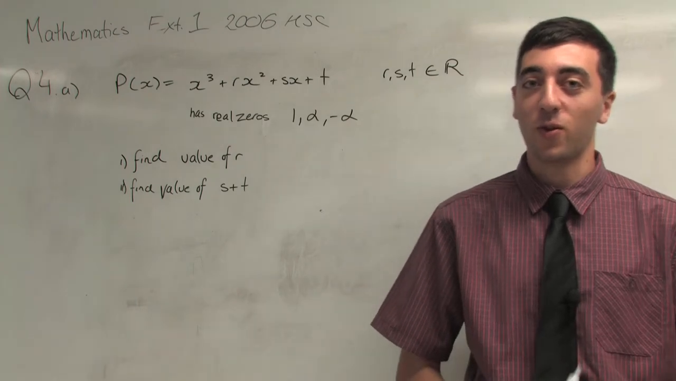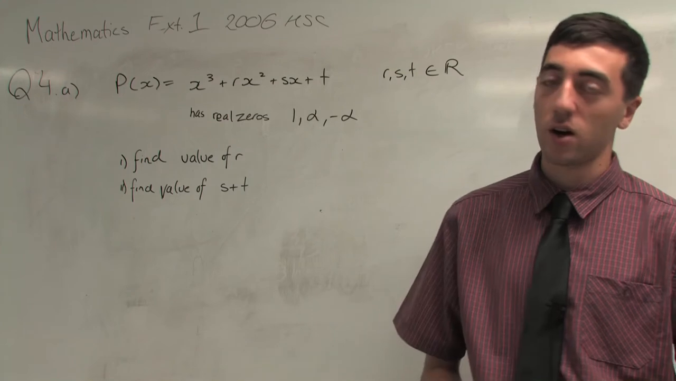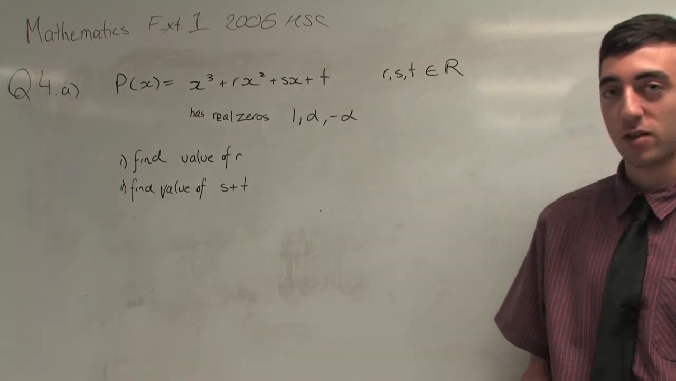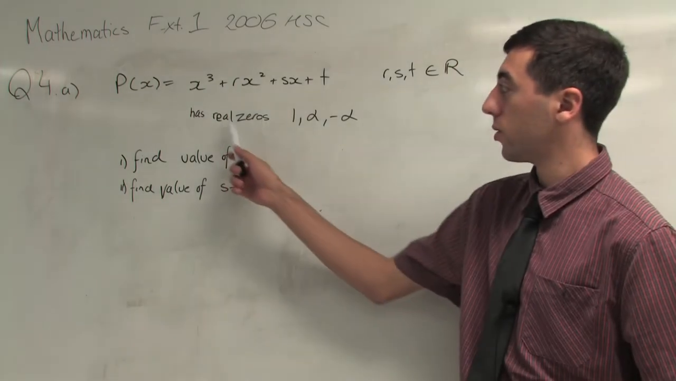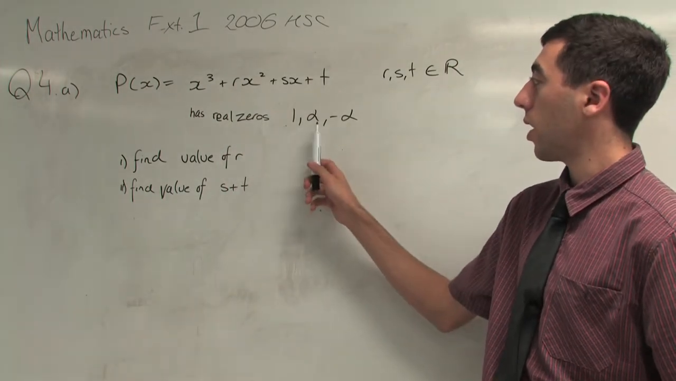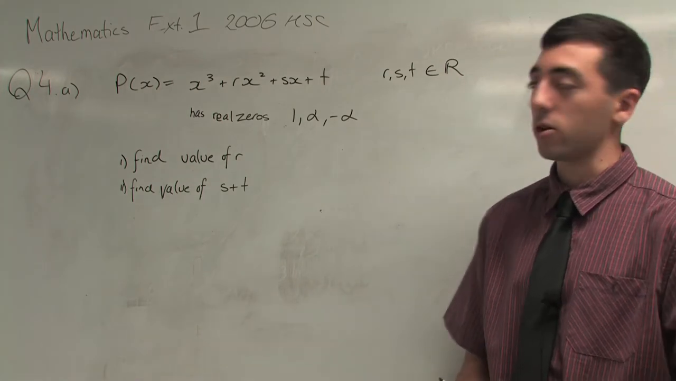So now we're up to question 4, part A. We've got the polynomial P(x) equals x cubed plus r x squared plus s x plus t, where r, s, and t are all real numbers, and it has real zeros or roots 1, alpha, and minus alpha. The first part of the question is to find the value of r.